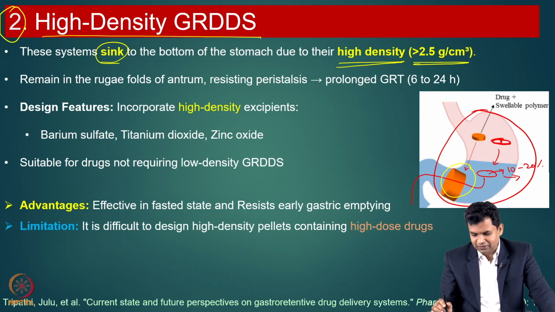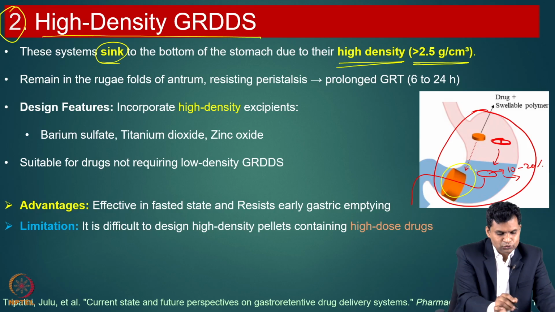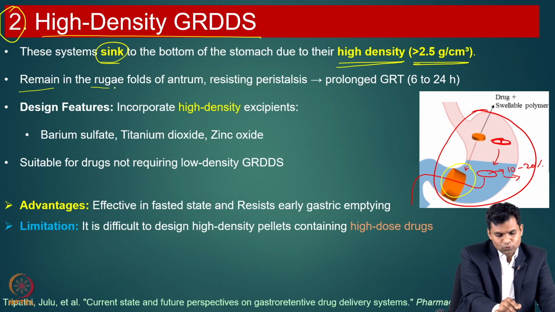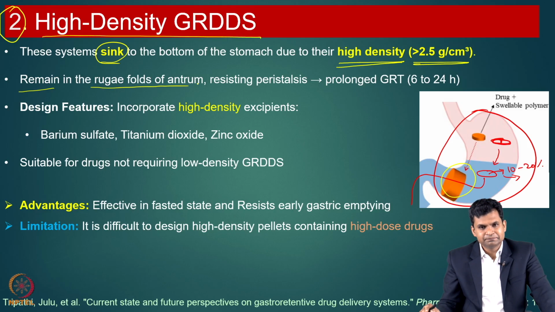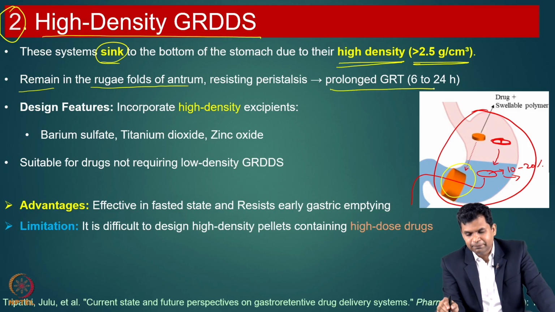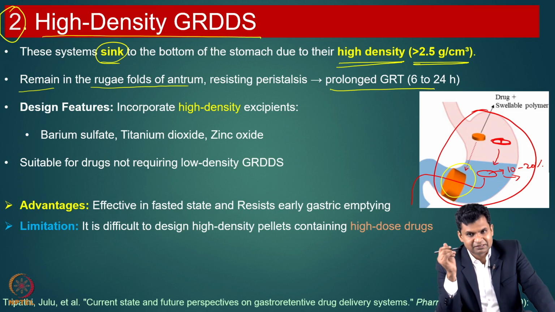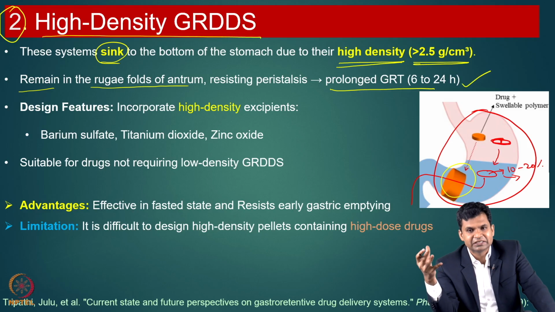Now, you can see here that after administration the formulation remains and is retained at a particular site. It will remain in the rugae folds of the antrum, which will control the peristaltic movement, and that will help in gastroretentive drug release for 6 to 24 hours, whereas with conventional formulations it may last only 3 to 4 hours. But when you use high density gastroretentive drug delivery systems, you can expect a longer time of release.